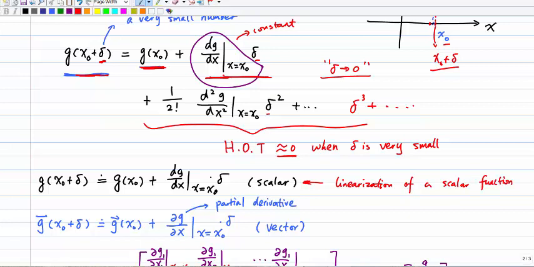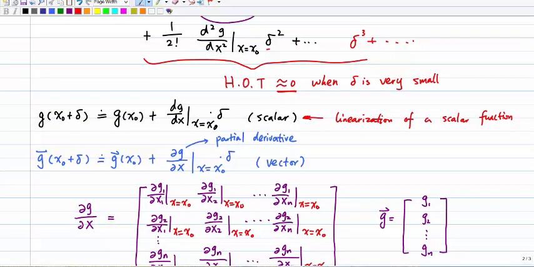We can also extend this to a vector form, which will be used later on when we compute the linearization of nonlinear systems. This is a vector, which means g has a number of functions, g1, g2, and so on. So this can also be approximated by g(x0) in vector form, plus partial g over partial x evaluated at x equal to x0. The only difference is the partial, because g is a vector and x is also a vector, so you have a partial derivative. I'll talk about this later on. It's defined over here, times delta.